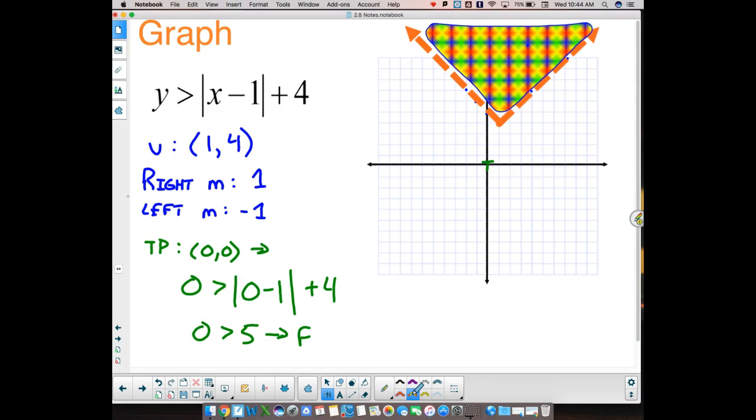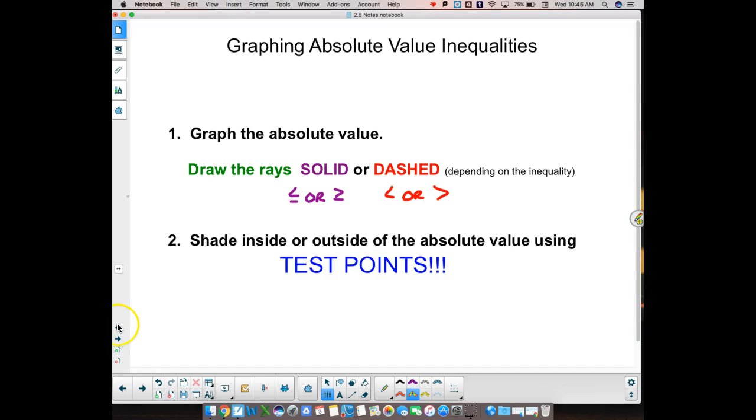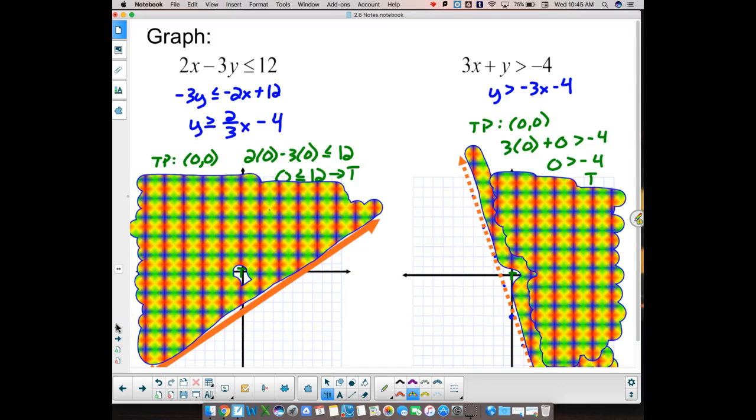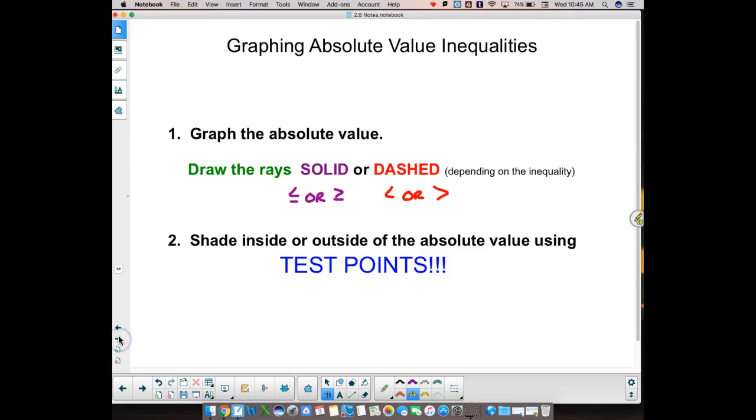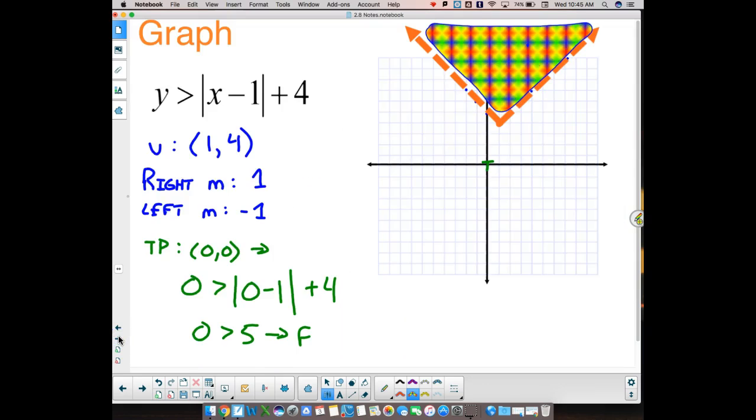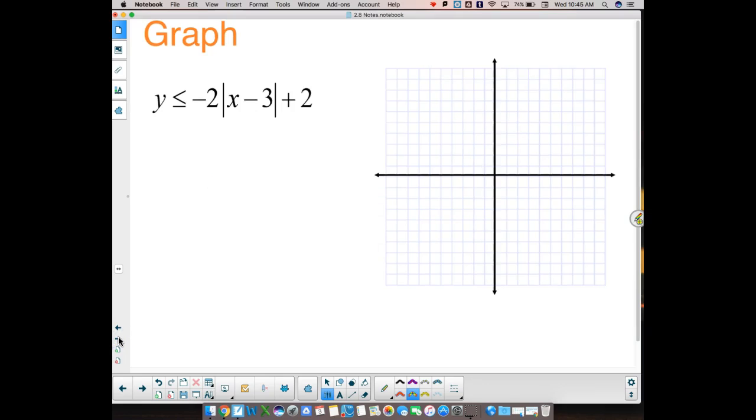If it was true, Colin, then I would have shaded outside where my test point was. No, if it's true, you shade where the test point is, just like back when we were doing lines. Here, my test point was on this side and it was true, so I shade where that test point is. Here, my test point was false, so I shade where the test point isn't. Try that one.